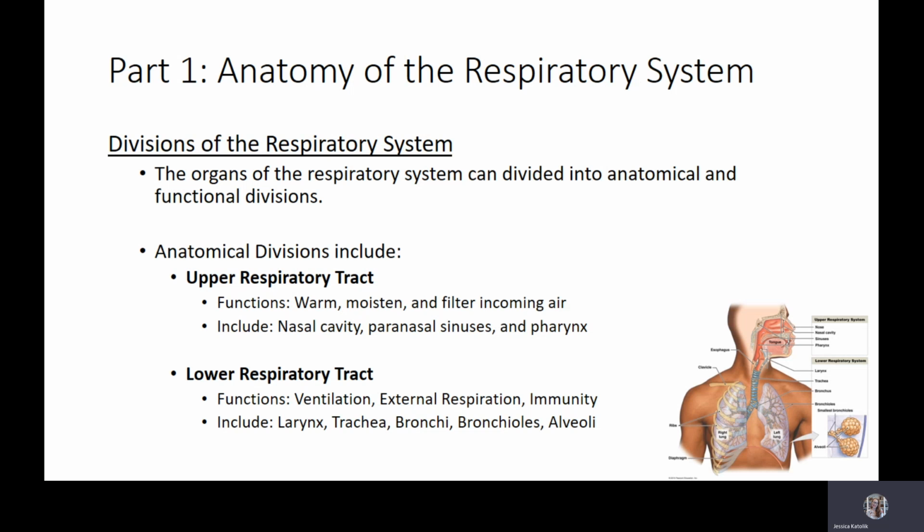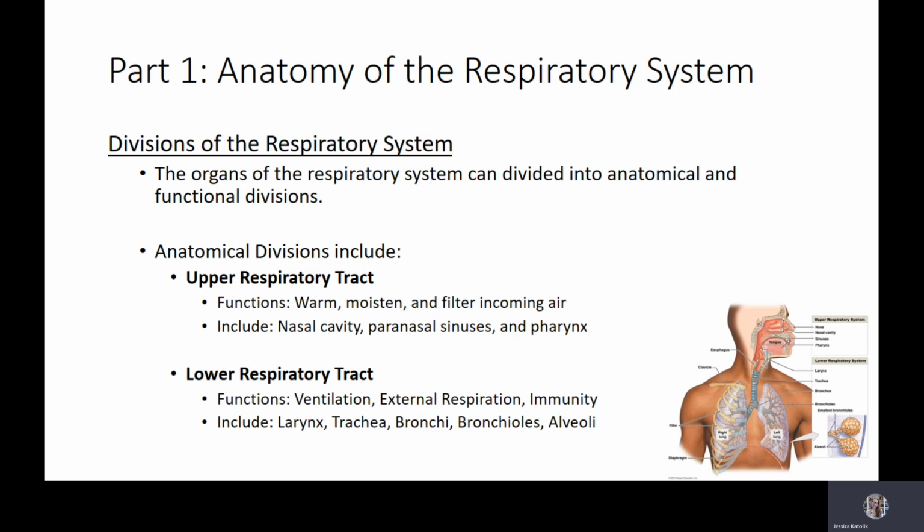The first division is the anatomical division, which divides the organs into the upper respiratory tract and the lower respiratory tract. These tracts have different functions. The upper respiratory tract's major functions are to warm, moisten, and filter the incoming air, so it conditions the air coming into the respiratory tract. These include structures such as the nasal cavity, the cavity within our nose, our paranasal sinuses that surround our nasal cavity, and our pharynx. The pharynx is the back of our throat.